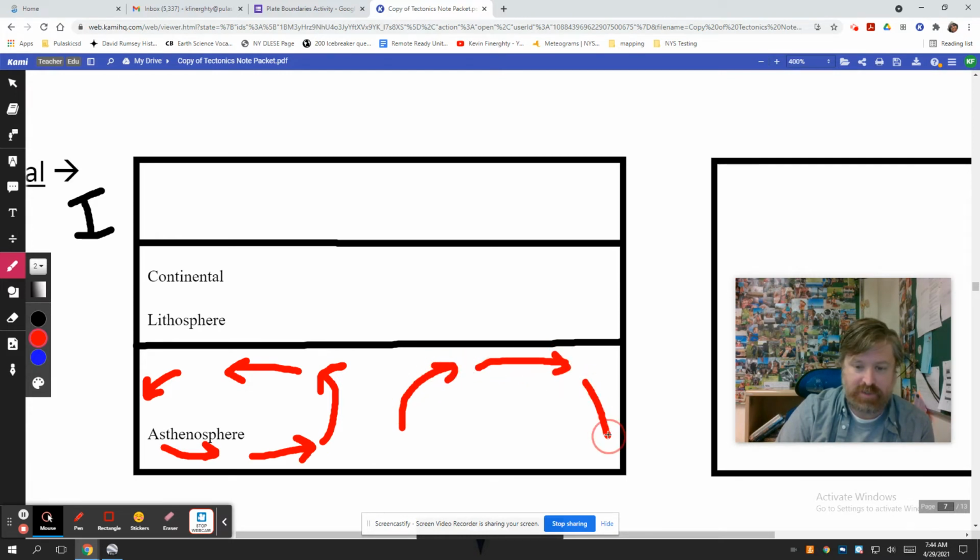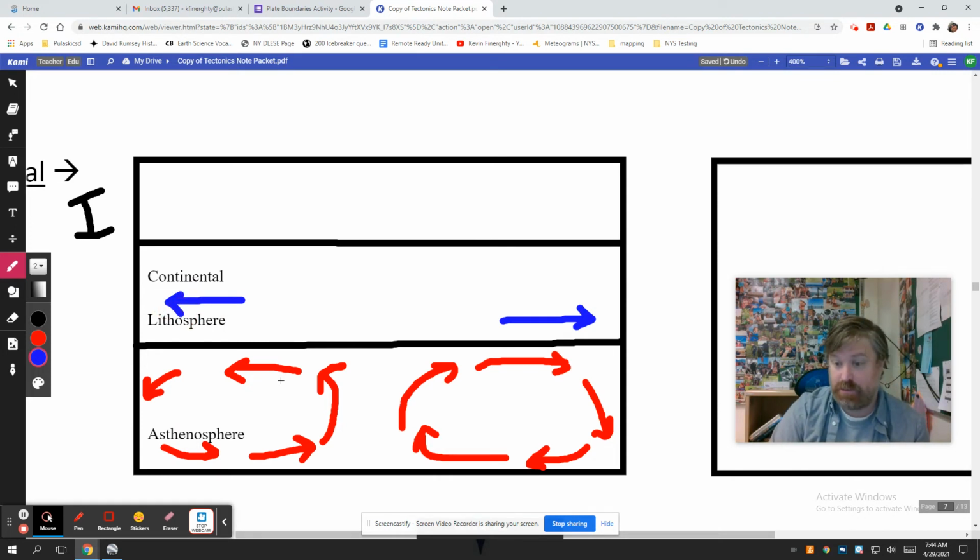When I mean tension, it's like pulling on both sides of a rope. If this convection cell wants to push this plate this way, and this convection cell wants to push this plate this way, what's going to happen? That plate's going to get spread apart. That's what divergence is, right? That's it. This is the atmosphere up here. We'll just write sky instead of atmosphere.